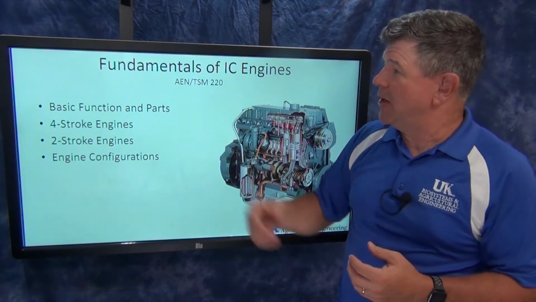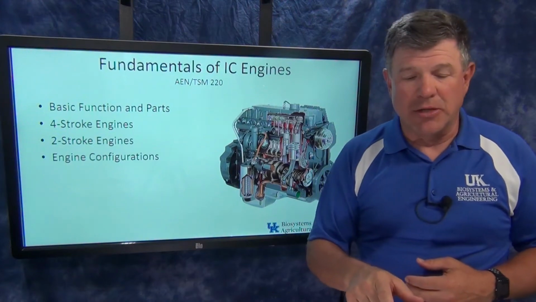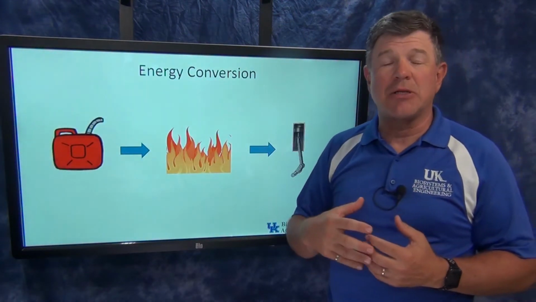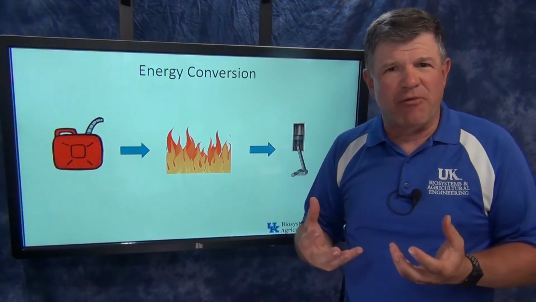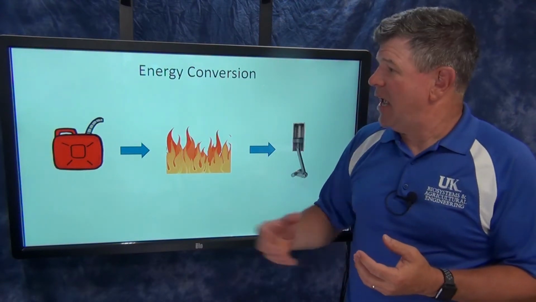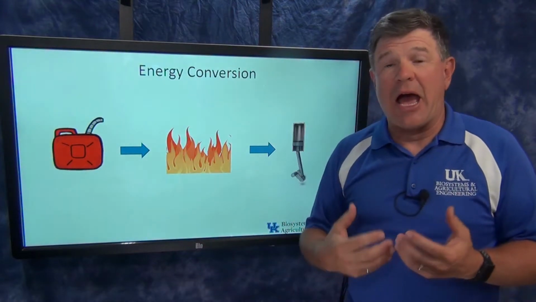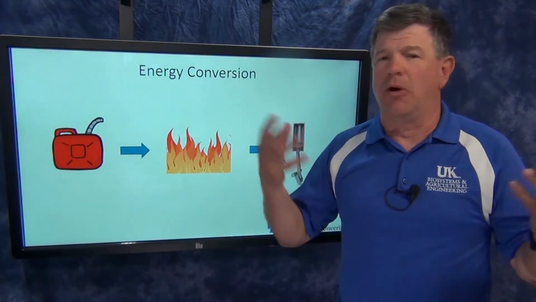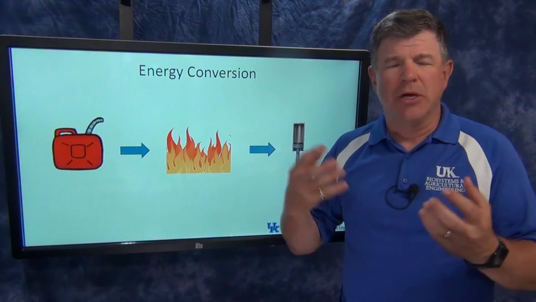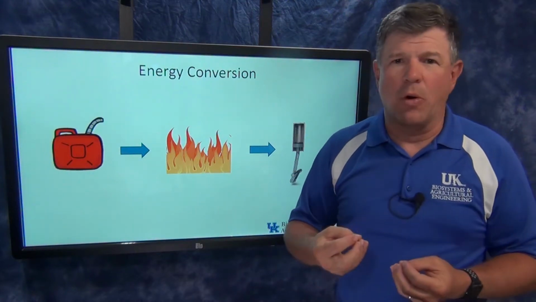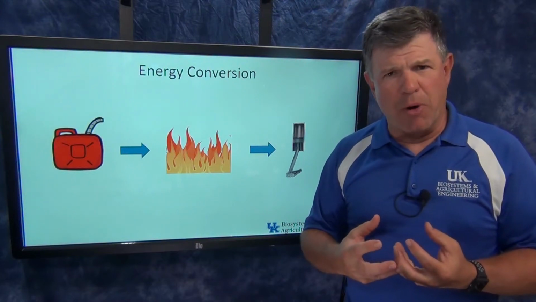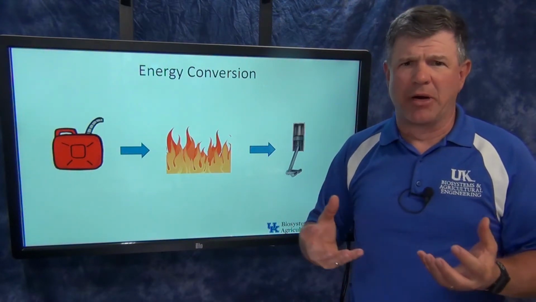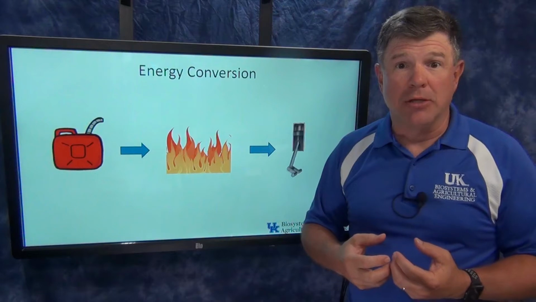So let's first tear into basic functions and parts. And before we start looking at engines and parts, let's understand really what an engine is doing. So an engine is converting energy, and it's taking energy from fuel like we have in gasoline or diesel or a lot of other different fuels that we might use, so ethanol or LP gas or something like that. And we're going to combust it or burn it. So we'll talk about combustion, and combustion really means burning. So we're going to burn it.